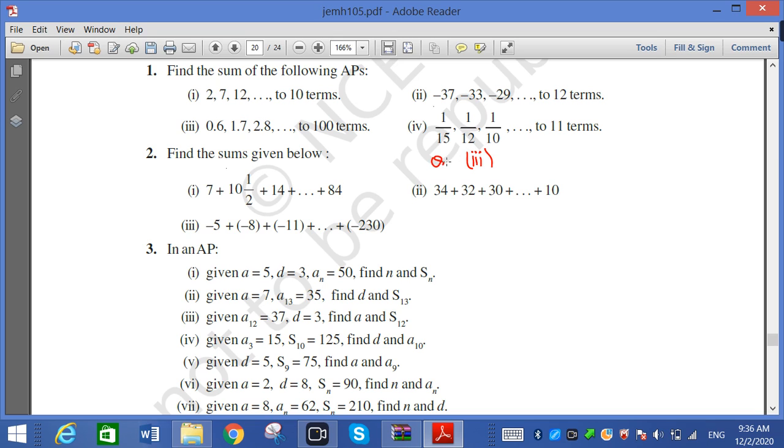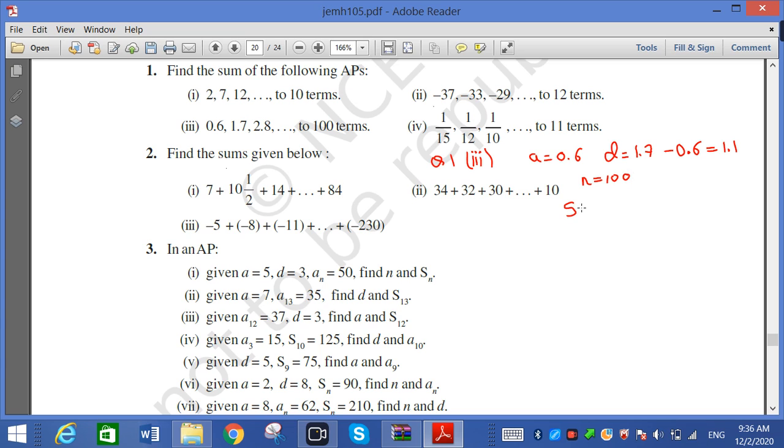Question number 1. A is equal to 0.6. D is equal to 1.7 minus 0.6, that is 1.1. So D is equal to 1.1, A is equal to 0.6, and N is equal to 100.